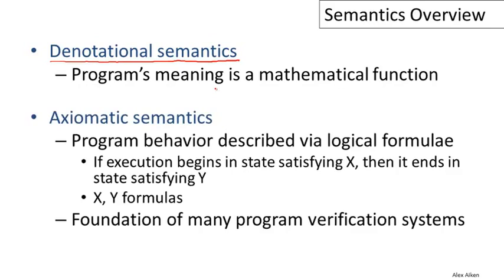And another important approach is axiomatic semantics, and here program behavior is described in some kind of logic. The basic kind of statement that you write in an axiomatic semantics is that if execution begins in a state satisfying X, then it ends in a state satisfying Y, where X and Y are formulas in some logic. And this is a very common foundation for systems that analyze programs automatically, that try to prove facts about programs, either to prove that they're correct or to discover bugs in programs.